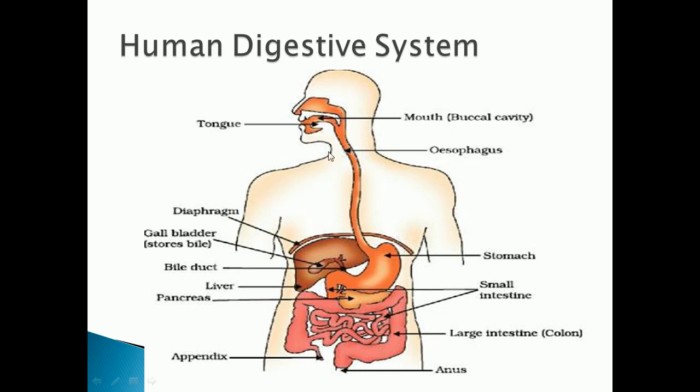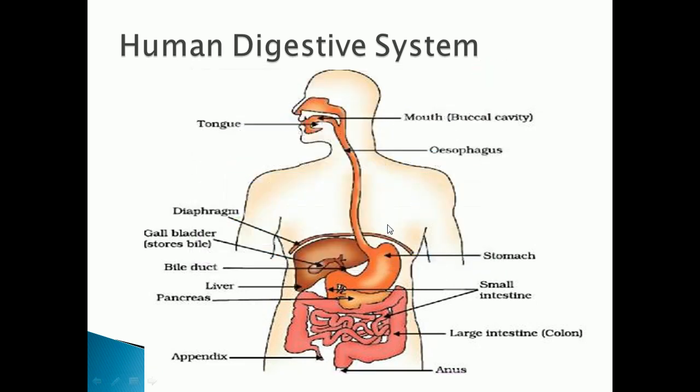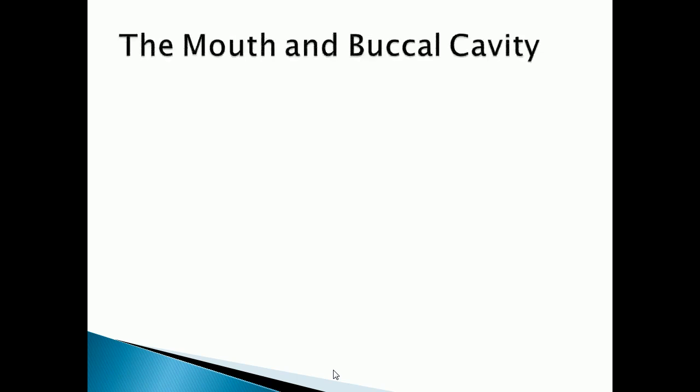So food will be taken through the mouth, then through the esophagus the food will be passed into the stomach. The other name of esophagus is food pipe. Then from the stomach it is passed into the small intestine, where the digestion process takes place, and from there the undigested food will be passed out through the anus. Now we can see the function of the digestive system one by one. First we can see the function of the mouth and buccal cavity.